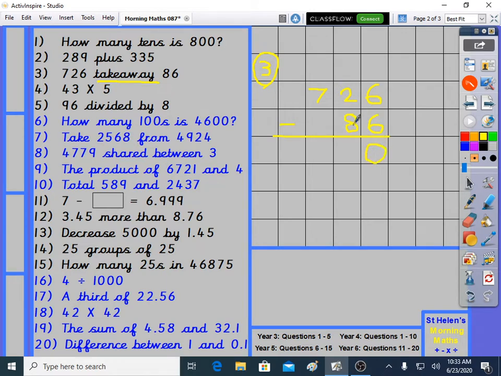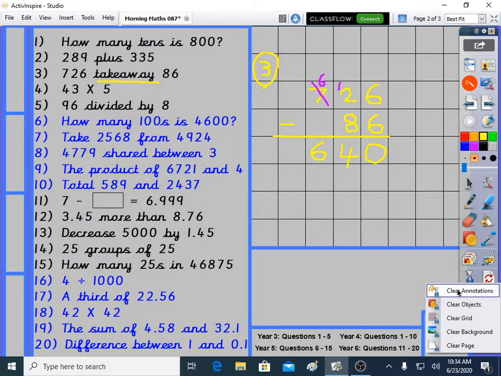2 take away 8, you can't do. Let's get some help from here. 7 goes down to a 6, we get 12. To make 12 take away 8, which is 4, and 6. 640. 726 got smaller because take away usually makes things smaller. And we're on question 4.